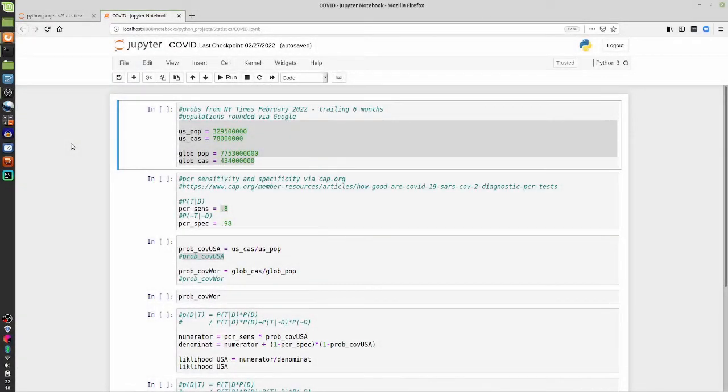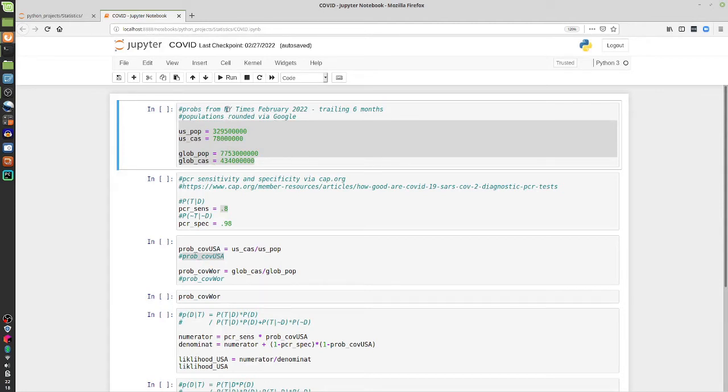Alright everybody, this is a video on how likely it is that you have COVID given a positive PCR COVID test. I'm taking a few numbers that I just grabbed quickly offline, so we're going to assume that all my numbers are correct here. Those numbers start with population and the number of cases both in the US and the world as a whole.